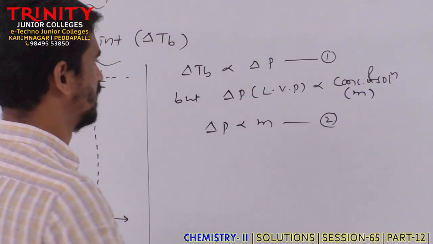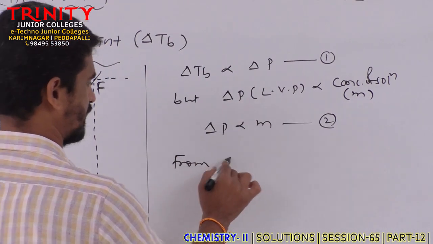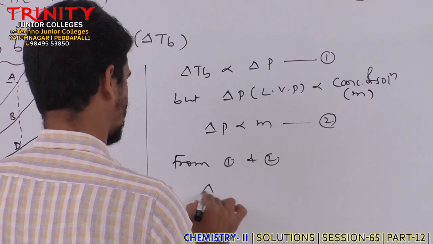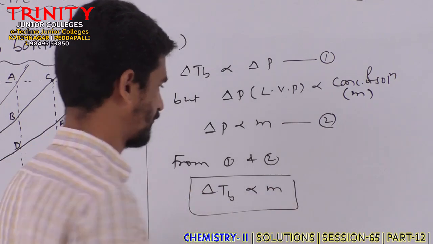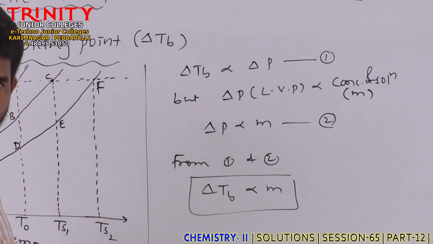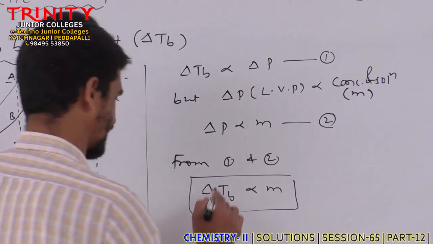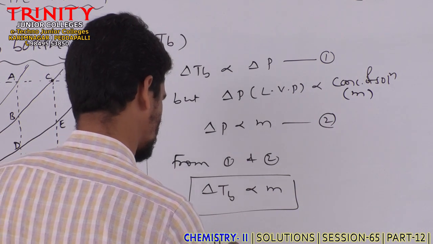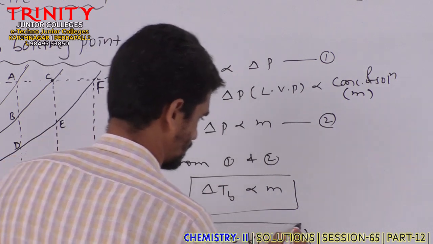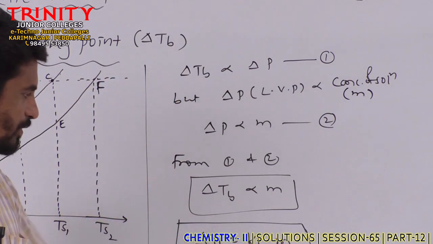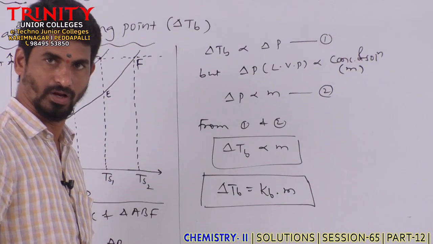From 1 and 2, what can you say? From 1 and 2 we can say delta TB is directly proportional to molality, the concentration of solution. From this we can write delta TB equals Kb into molality.